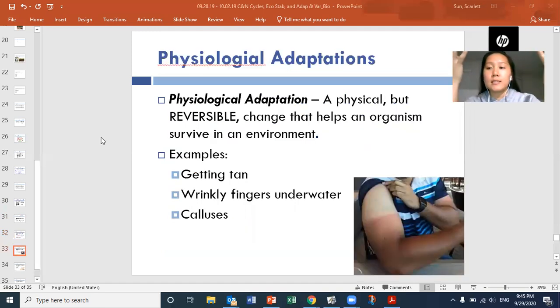The first one is called a physiological adaptation. If you need to, repeat after me: physiological. Okay, so a physiological adaptation is a physical but reversible change that helps an organism survive in an environment. An example that we see in humans is getting tan. As you can see in this picture, this dude was wearing a shirt and he was outside, so he's getting tan, right? But the part that was covered by his shirt is not getting tan.